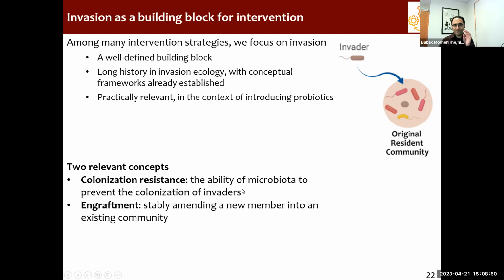And just as a side note, the two concepts that we go to are colonization resistance, which means how the community can protect itself from invaders, and engraftment, which is the act of introducing a new species into an existing community. So these are the typical things that we think about when we are talking about microbiota and intervention.